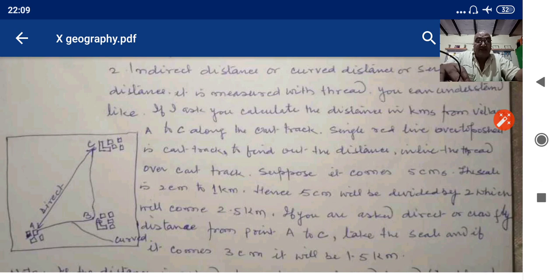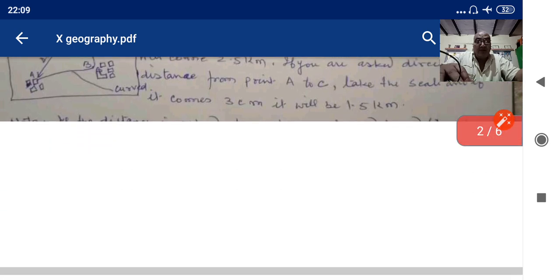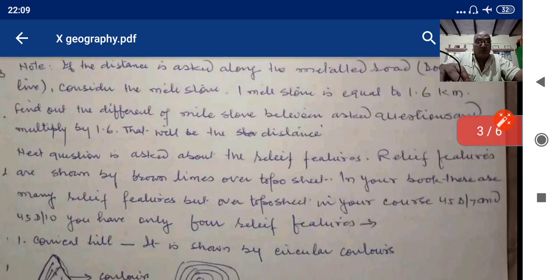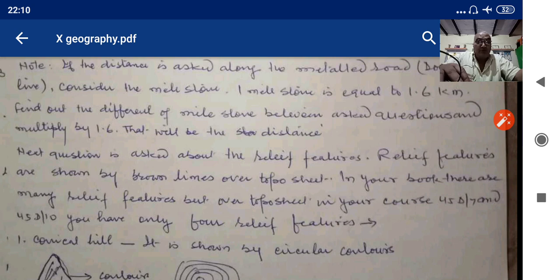Now, if the distance is asked along the metalled road, double red line over the topo sheet stands for metalled road. Consider the milestone. 1 milestone is equal to 1.6 kilometer. Find out the difference of milestone between asked questions and multiply by 1.6. That will be the distance over the metalled road. Have you understood?